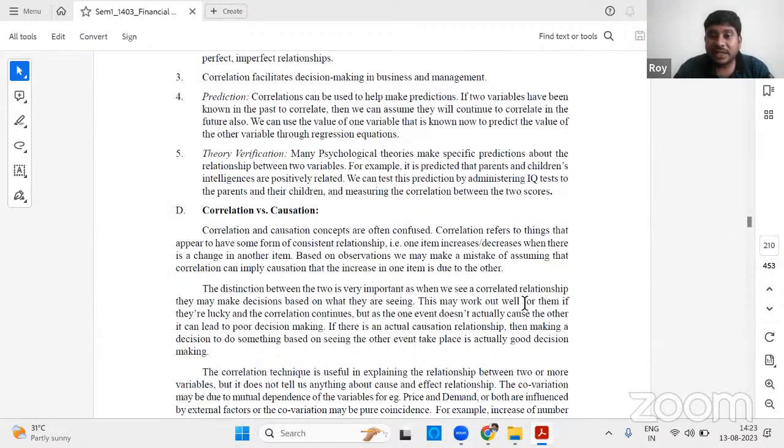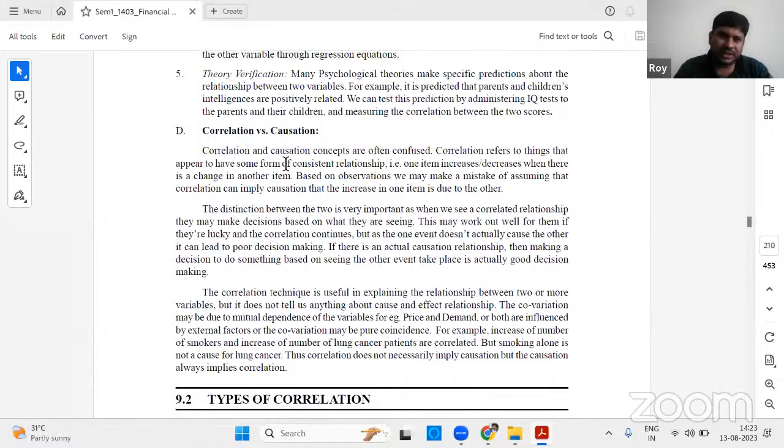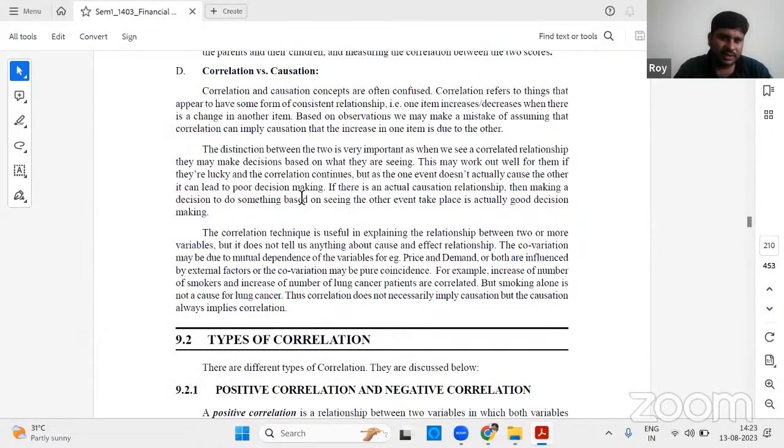When people see a correlation relationship, they may make decisions based on what they are seeing. This may work out well if they are lucky and the correlation continues. But as one event doesn't actually cause the other, it can lead to poor decision making. If something is happening there, we need to think about whether it is causation or not, and that's a different thing.